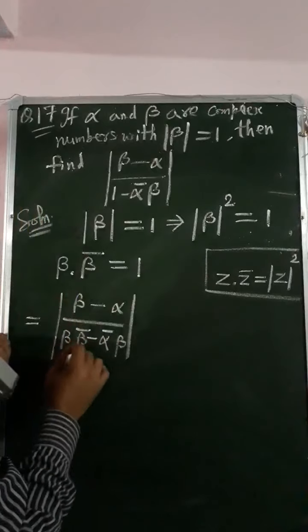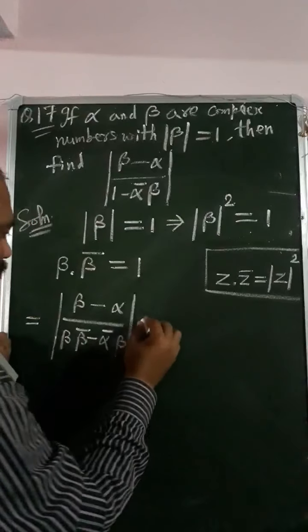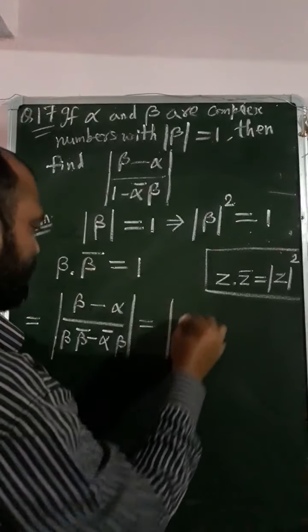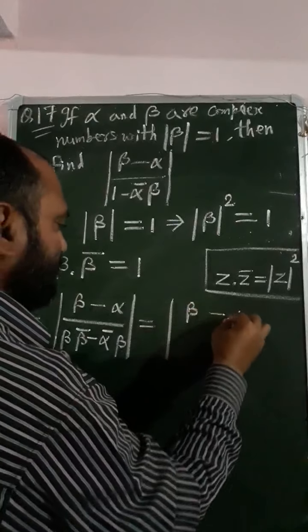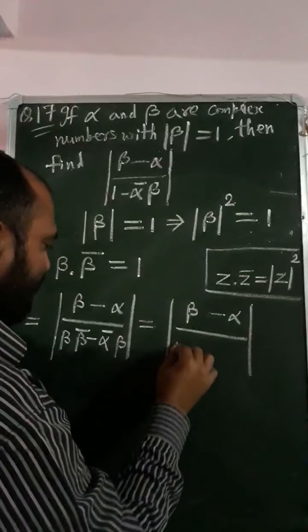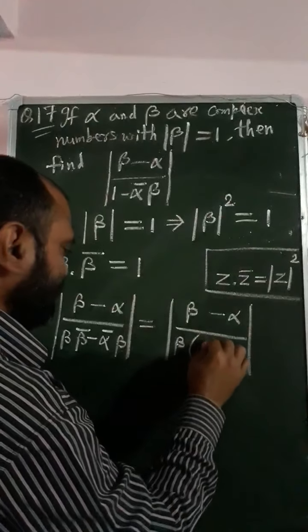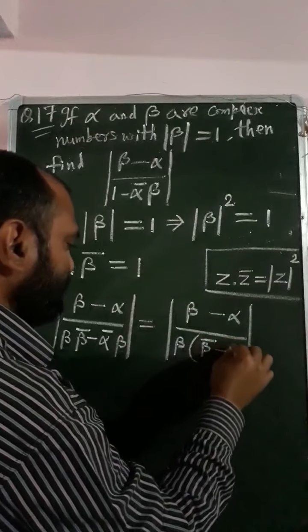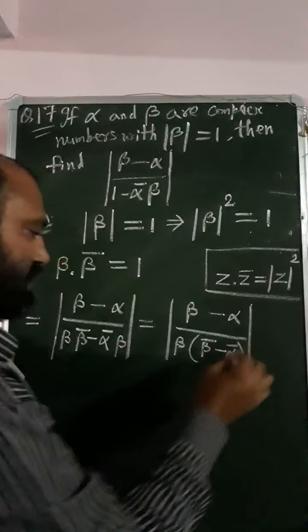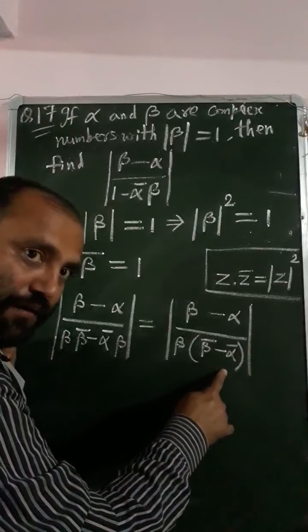Now I am taking beta common in the denominator. What will we get? Beta minus alpha over beta is common. You have to take beta common here. What will we get? Beta bar minus alpha bar. Is it clear? Beta bar minus alpha bar.